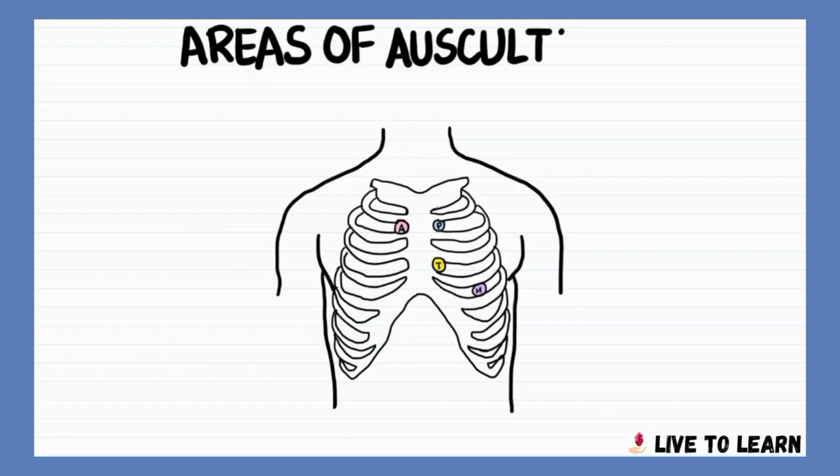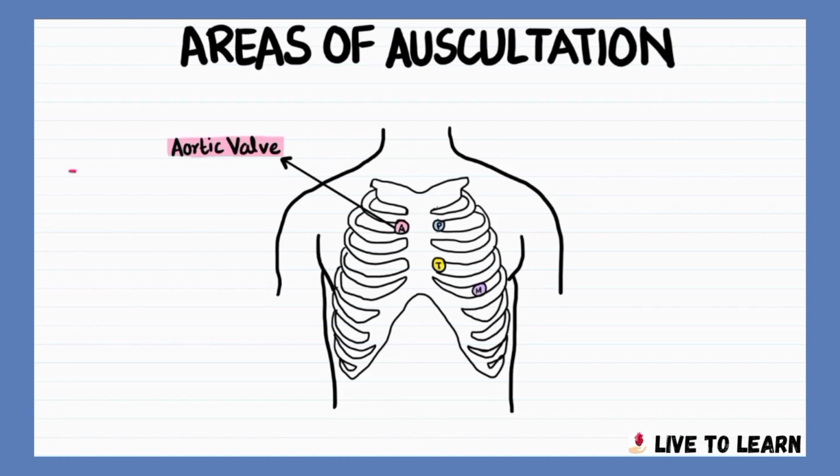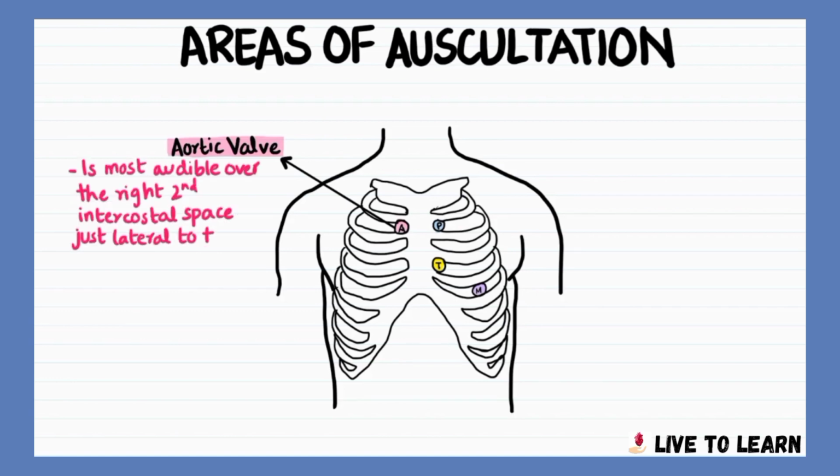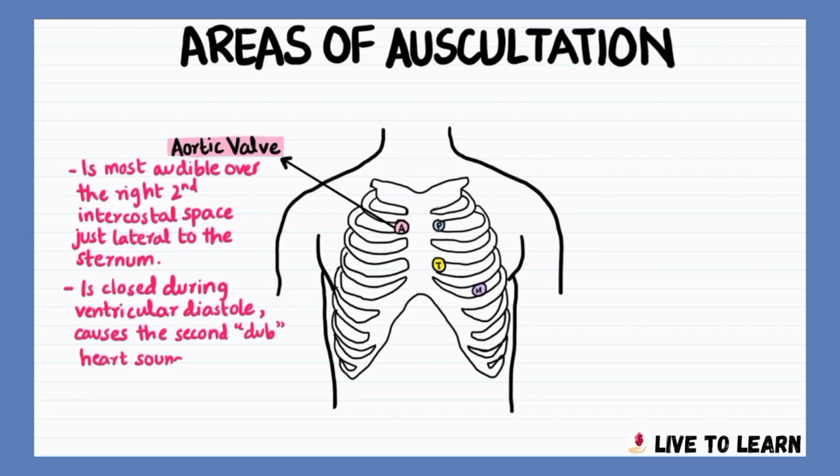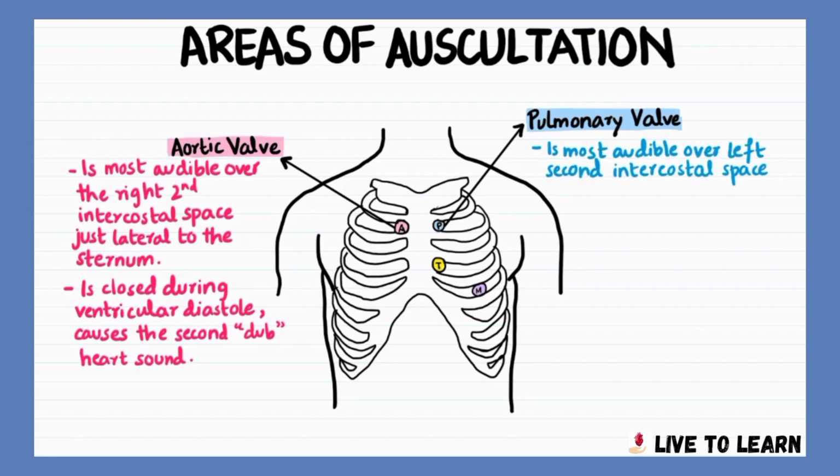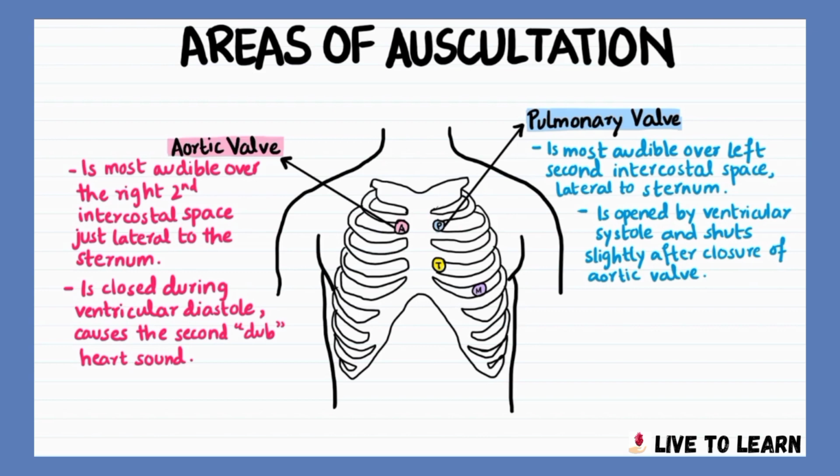Let's take a look at the areas on the chest where the heart valves can be auscultated. The aortic valve is most audible over the right second intercostal space just lateral to the sternum. It is closed during ventricular diastole and causes the second heart sound. The pulmonary valve is most audible over the left second intercostal space lateral to the sternum. It is opened by ventricular systole and shut slightly after closure of the aortic valve.